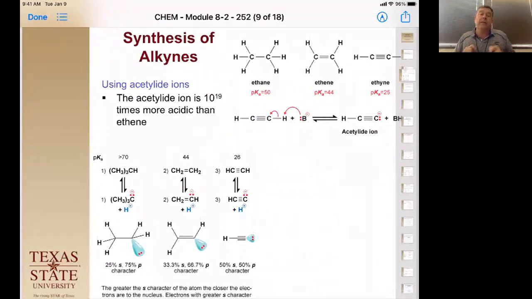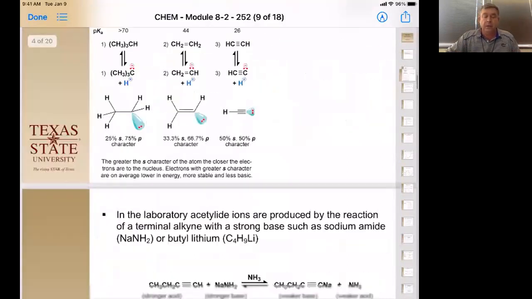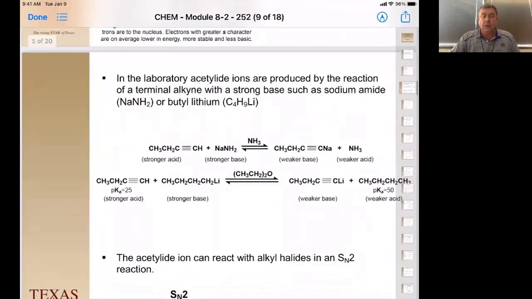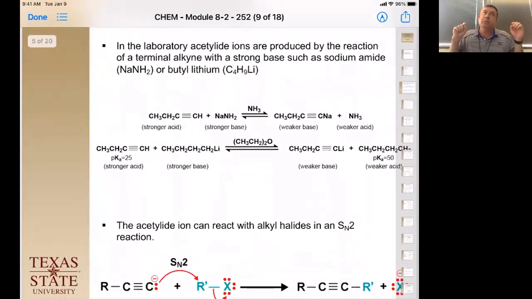The other cool thing about the alkyne is because it's the most acidic, if we have a terminal alkyne, we can take that proton off and it becomes an anion. And remember, anions are nucleophiles. So we have an excellent nucleophile in the acetylide ion. Okay, so what does that mean? Well, first of all, the pKa is around 25.